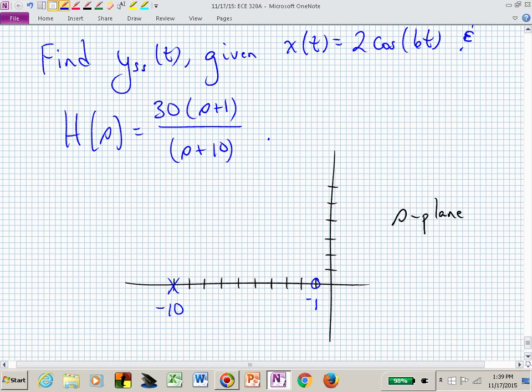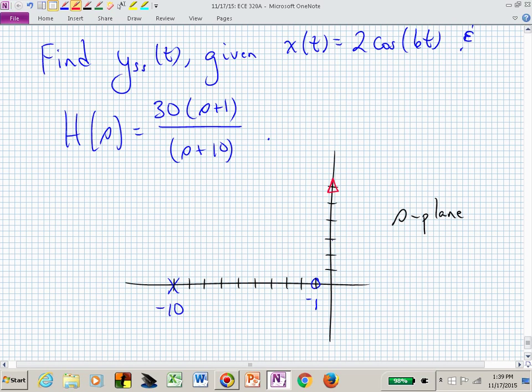Where are we evaluating this transfer function, at what frequency? And where is that frequency located? Is it here? It's on the imaginary axis. It's at j6, isn't it? So we go up here 6 and do our evaluation there. And now you can get out your rulers and protractors to find that.